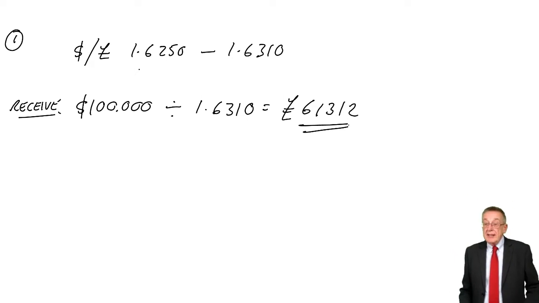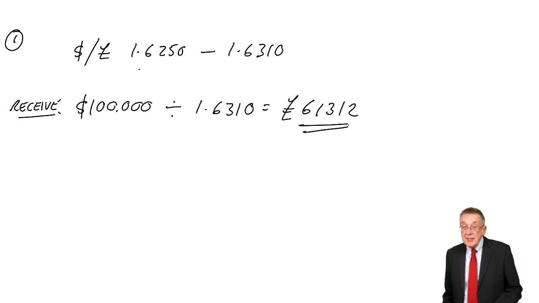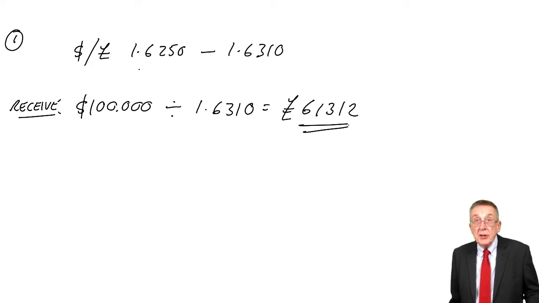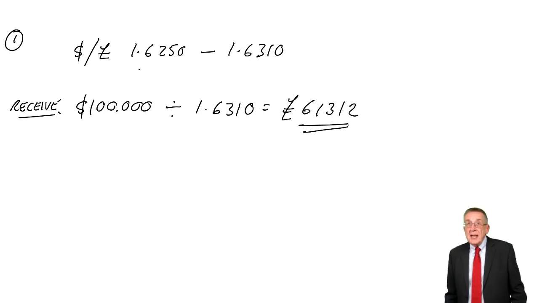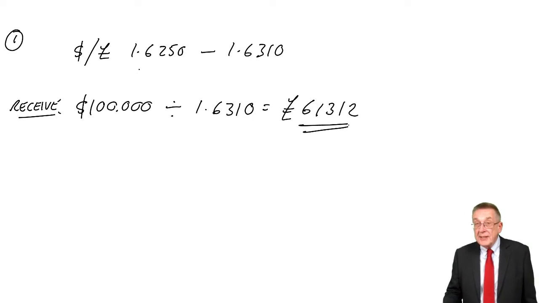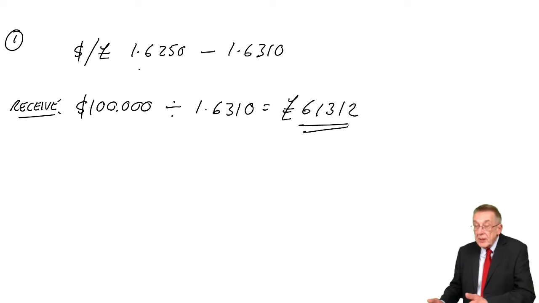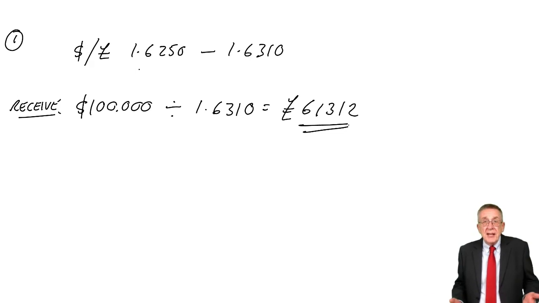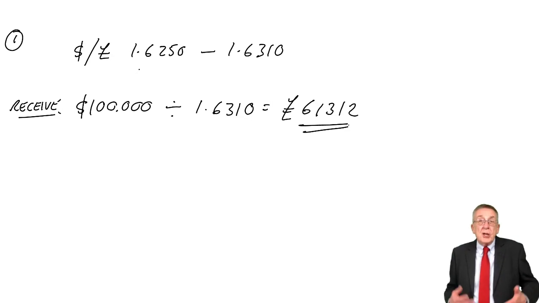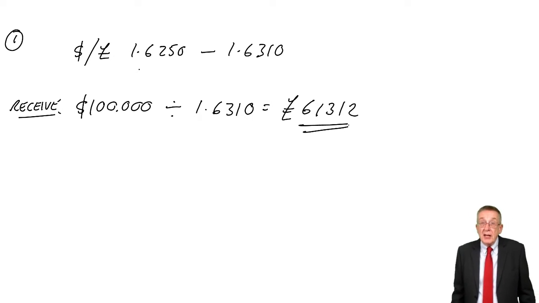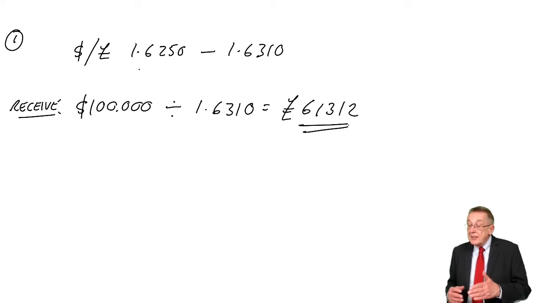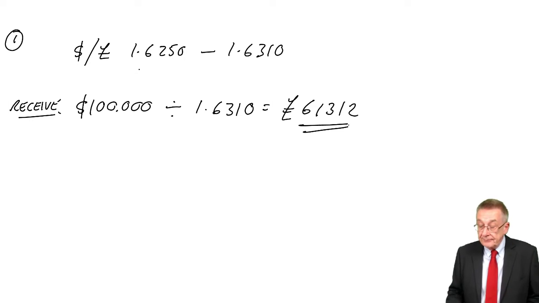Now, I said it's whichever rate is worse for us. You see, we're receiving money, and think about it, or check on your calculator if you don't believe me. But if you divide it by 1.6250, you'd end up with a bigger amount. We'd receive more. Well, it's got to be whatever is worse for us, because again, it's the bank who makes the profit.